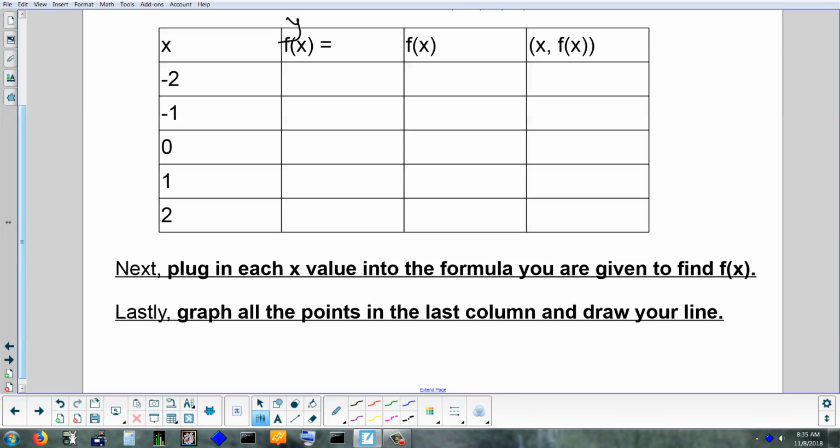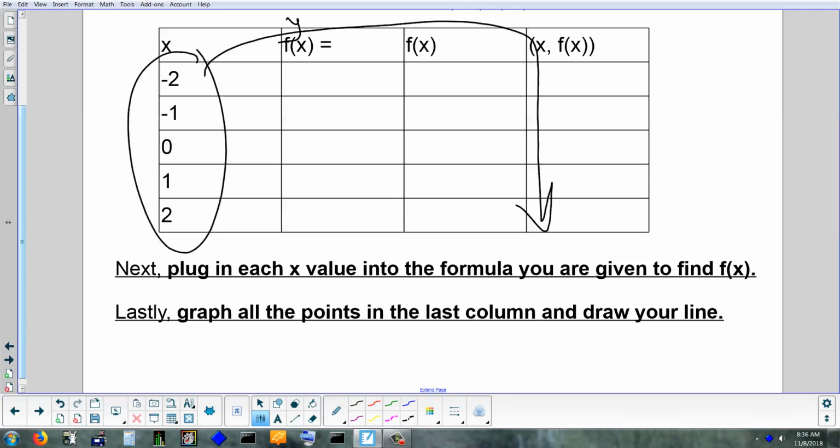And then last, when we plug in the number, we'll solve, our answers will go here, and then our coordinates, so the first column and the third column, just like we did when we graphed stuff yesterday, I'm going to go in that last column. So all these numbers will be my x's. All these numbers will be my y's.